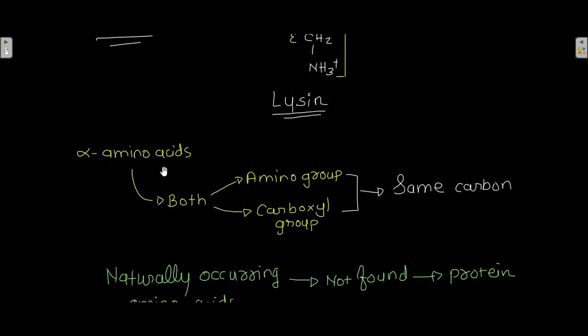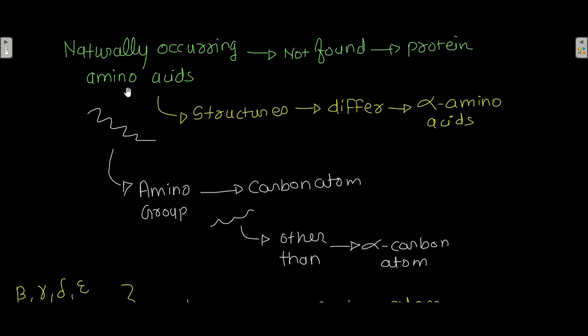Now, as we discussed, in an alpha amino acid, both the amino group as well as the carboxyl group are attached to the same carbon, and that carbon is the alpha carbon. Now there are some naturally occurring amino acids which are not found in protein. The structures of these naturally occurring amino acids are different from alpha amino acids. And how are they different? Well, the amino group of these naturally occurring amino acids is bound to a carbon atom other than the alpha carbon atom. Okay, the amino group is not bound to the alpha carbon.